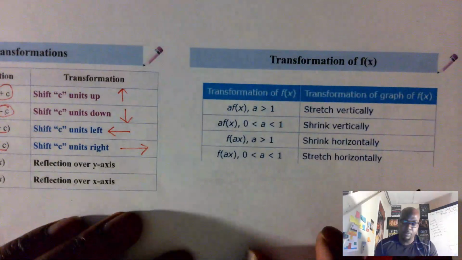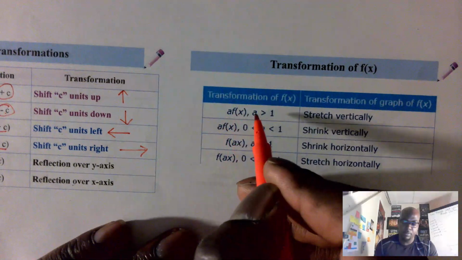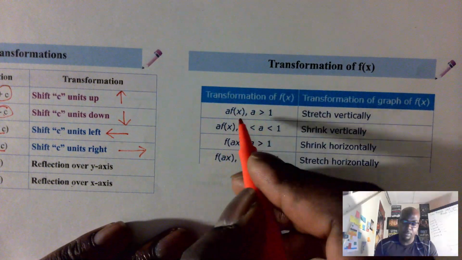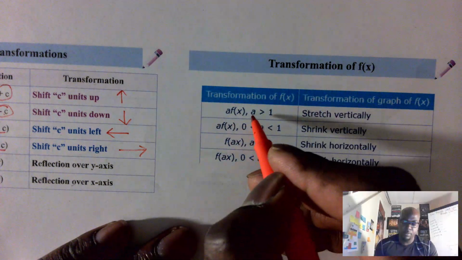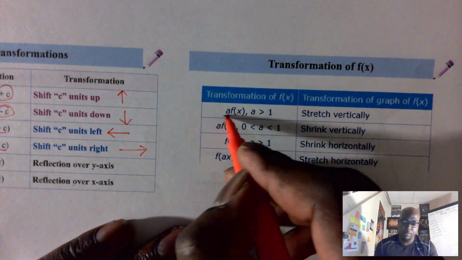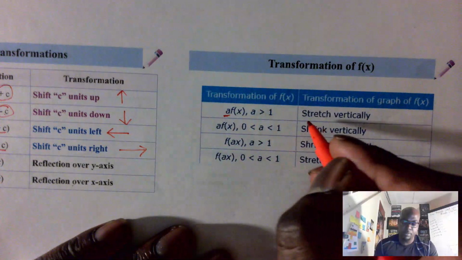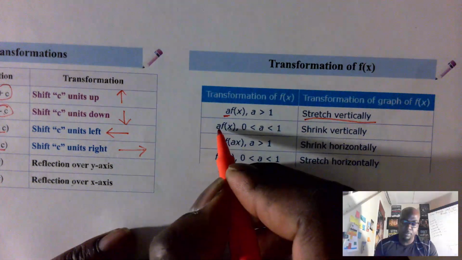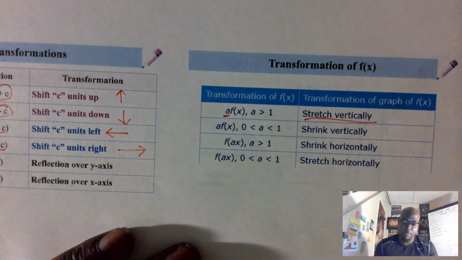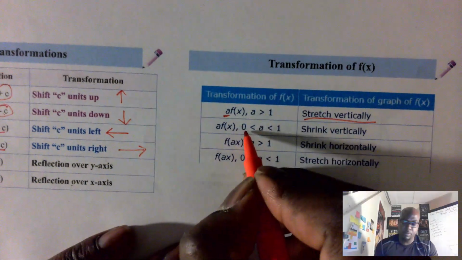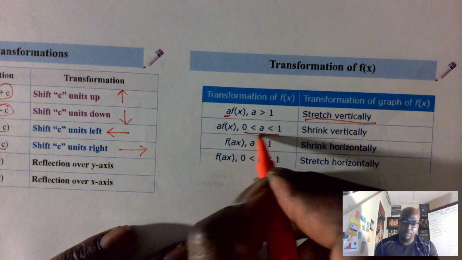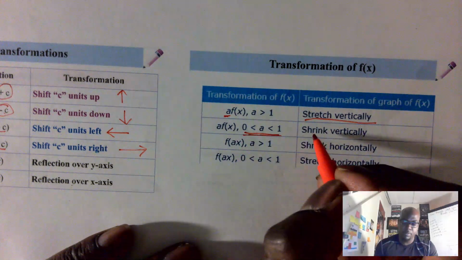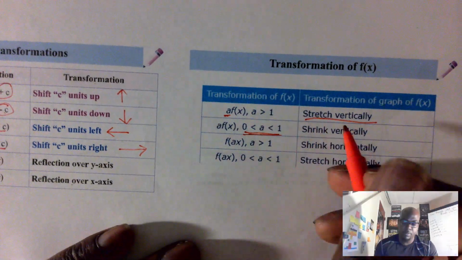All right. Also here, if we have a times f of x, what this means is that if a, which is this portion, is greater than 1, then we have a vertical stretch. If we have a times f of x, the same thing as above, but if a falls between 0 and 1, we have a shrink vertically.